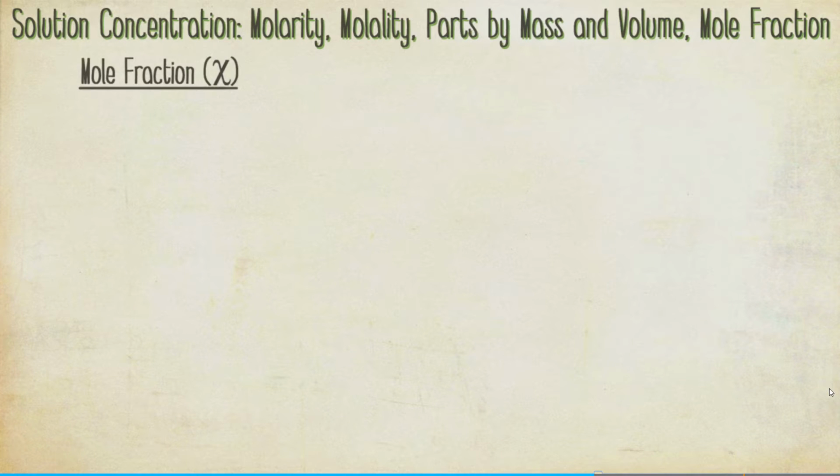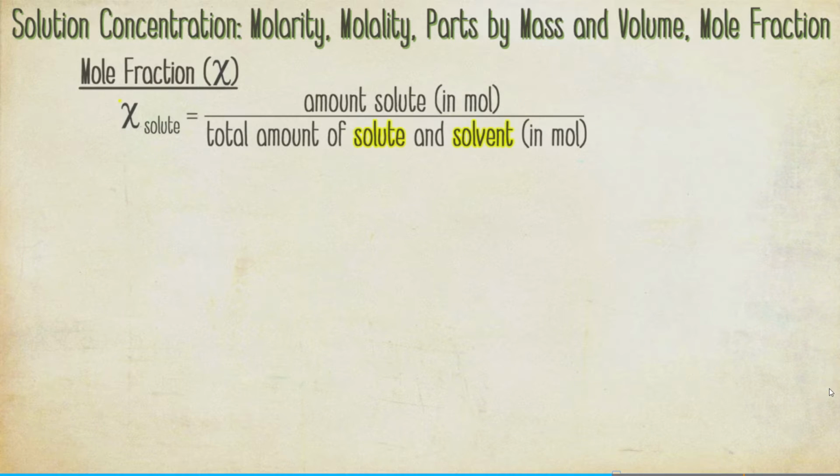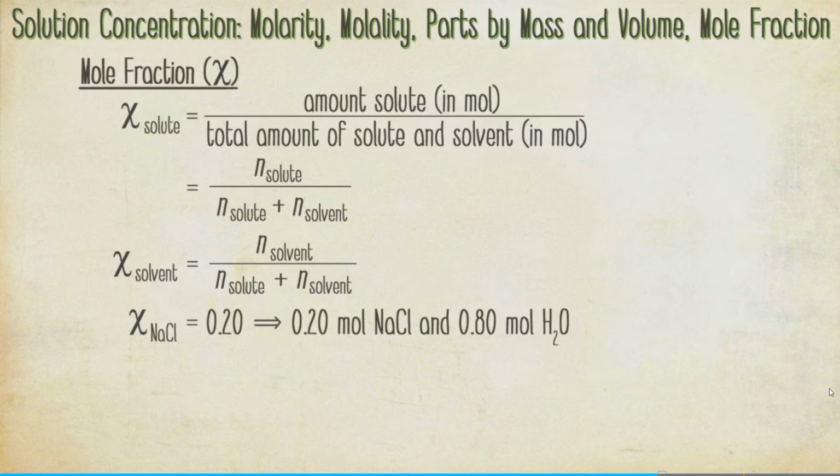Mole fraction of solute is the amount of solute in moles divided by the total amount of solute and solvent in moles. You can also define mole fraction with respect to the solvent, in which case you substitute moles of solvent for moles of solute in the numerator. An aqueous solution that has a mole fraction of sodium chloride of 0.20, for example, contains 0.20 moles of sodium chloride and 0.80 moles of water.